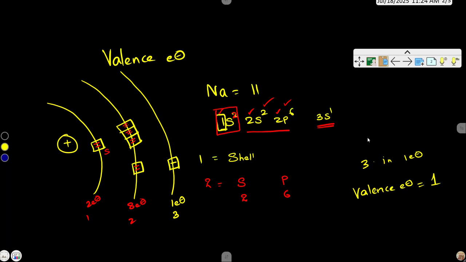Whichever is the last shell, the highest number, like 3 is the highest number, that is the last shell. However many electrons are there in it, they are called valence electrons.